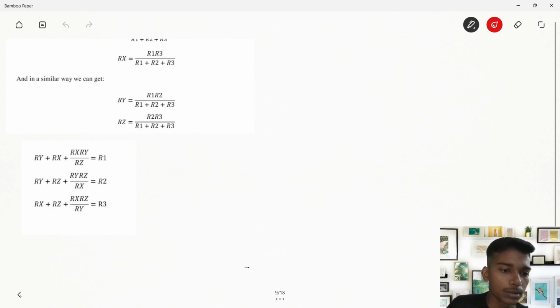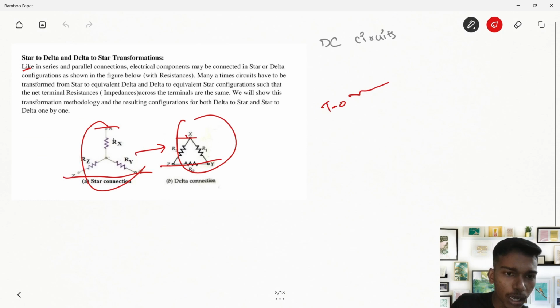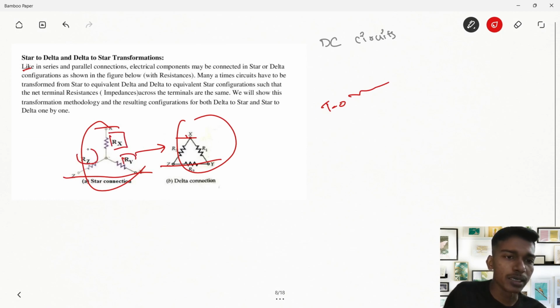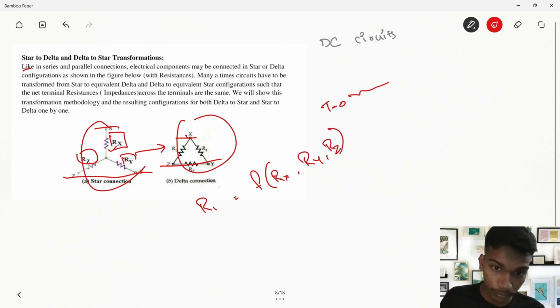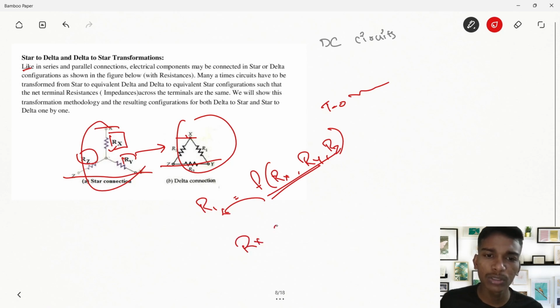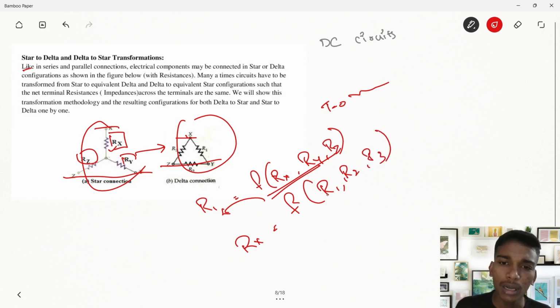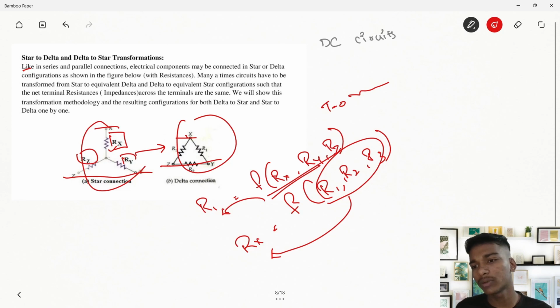For conversion, I will give you some blind rules. If we have Rx, Ry, and Rz, then consider it as a star. Wherever I'm using Rx, Ry, Rz, it's for star. And R1, R2, R3 is for delta. So if I'm writing R1 as some function of Rx, Ry, Rz, I'm converting star into delta. If I'm writing Rx as some function of R1, R2, R3, then I'm converting the delta configuration into star configuration. This is a plain rule, and I'm giving some formulas for you.